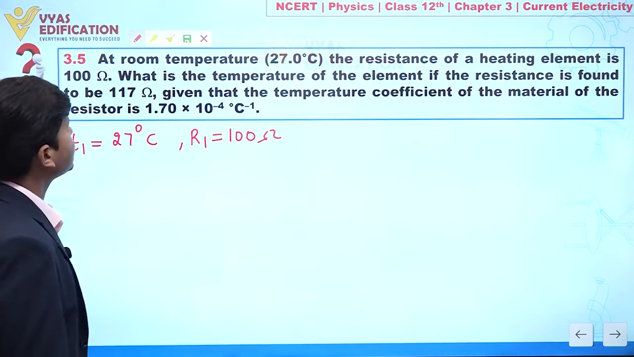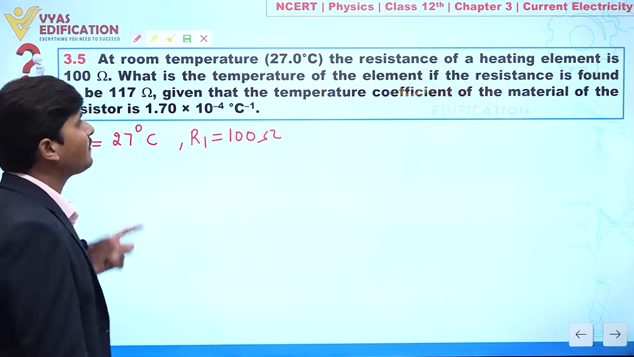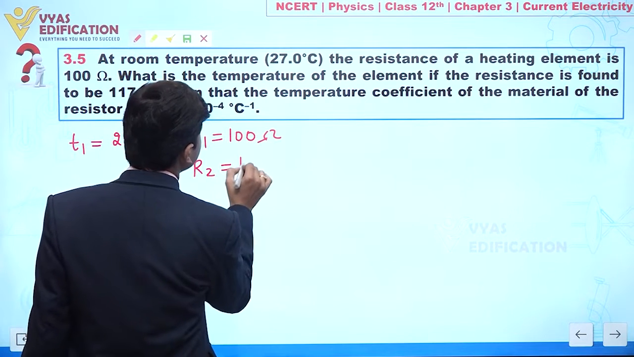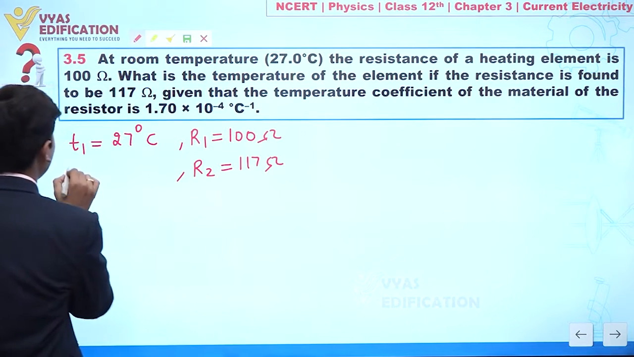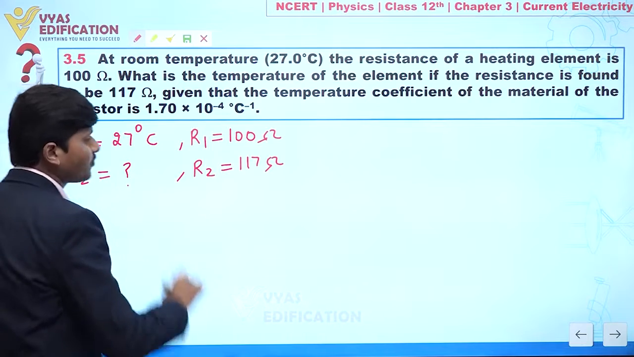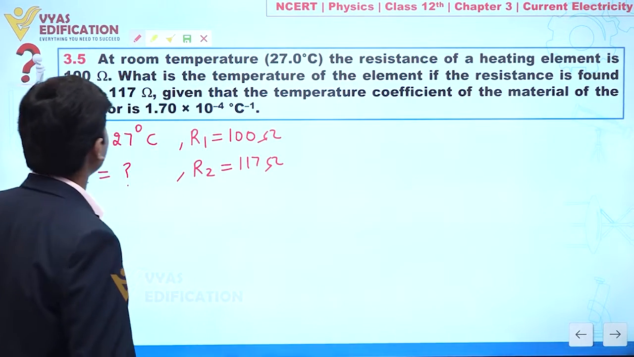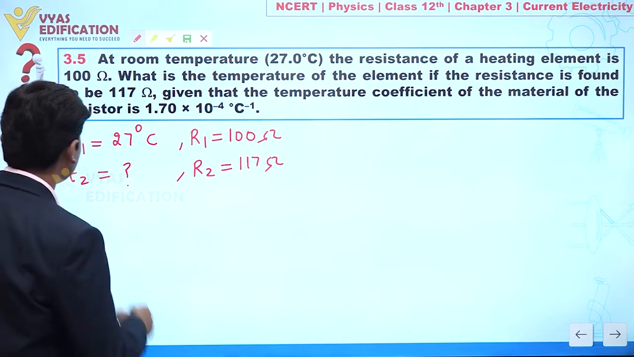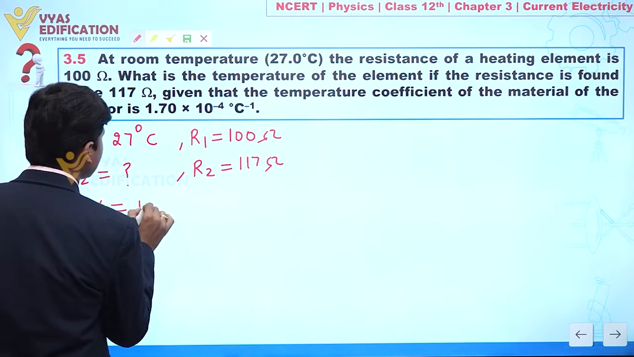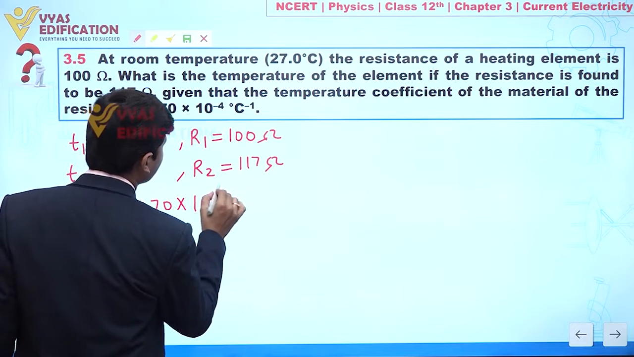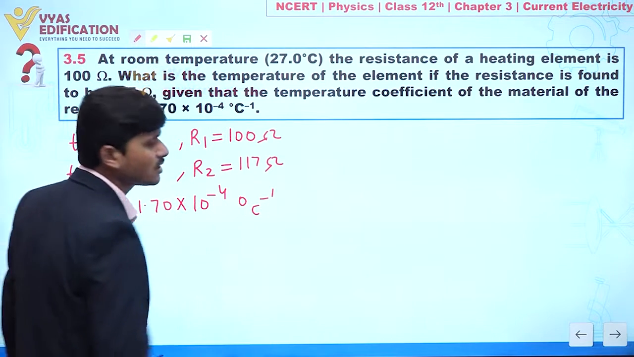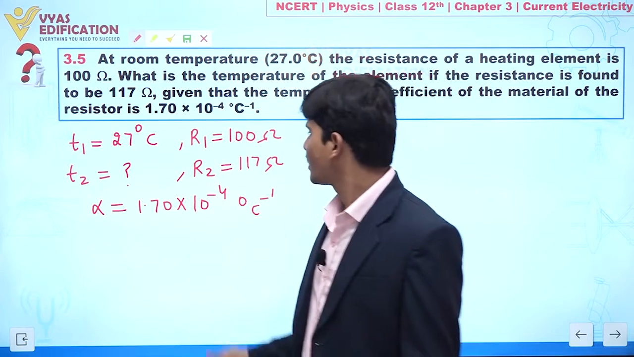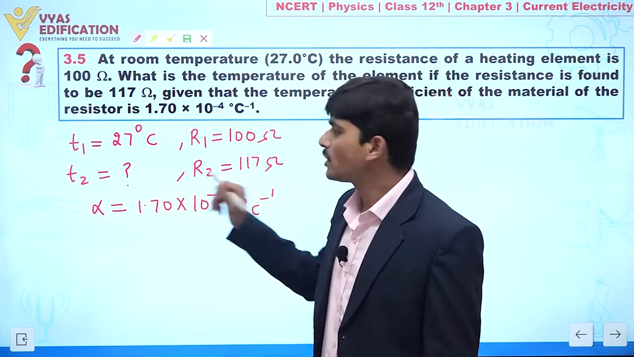Clear? What is the temperature of the element if the resistance is found to be 117 ohm? So we can say the value of R2 is 117 ohm. Clear? And the value of T2 is what? This is the question mark. Now it is given that the temperature coefficient of the material of the resistor, that is alpha, is 1.70 into 10 to the power minus 4 per degree Celsius. Clear? Now alpha is given, and T2 is the objective.